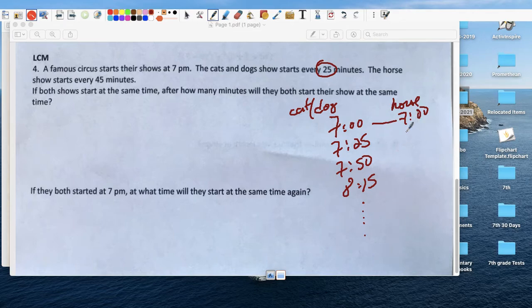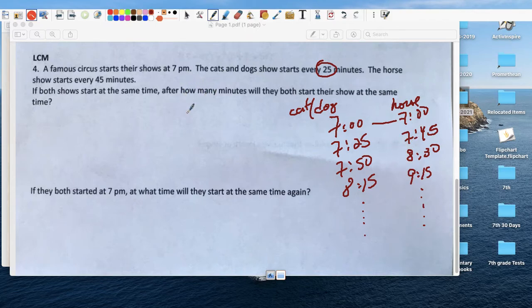So at what time later on will they start together again? The horse show is every 45 minutes. The first one was at 7. The second 7:45. Next one is 8:30. Right? And the next one is 9:15, and it goes on and on. So somewhere along, hopefully down the line at nighttime, they will have a show at the same time. So that's what we're asking you. How many minutes after?